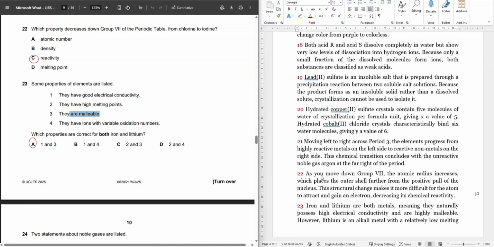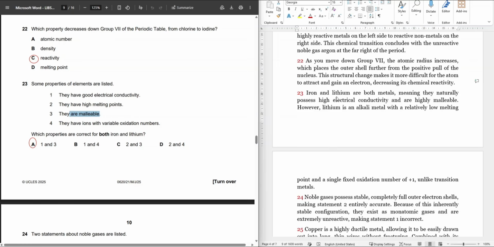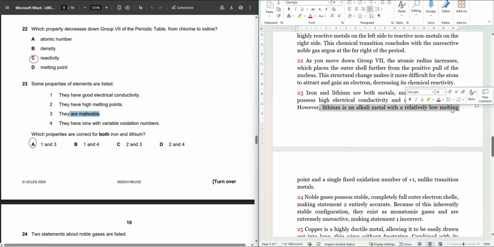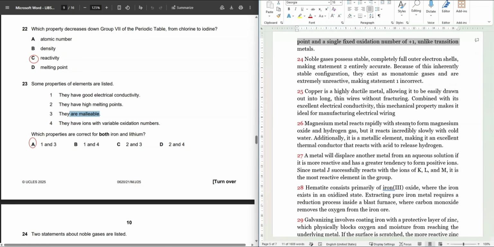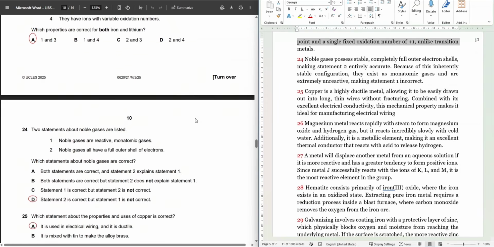Now the explanation to this is that iron and lithium are both metals, meaning they naturally possess high electrical conductivity and are highly malleable. However, lithium is an alkali metal with a relatively low melting point and a single fixed oxidation number of +1, unlike transition metals.